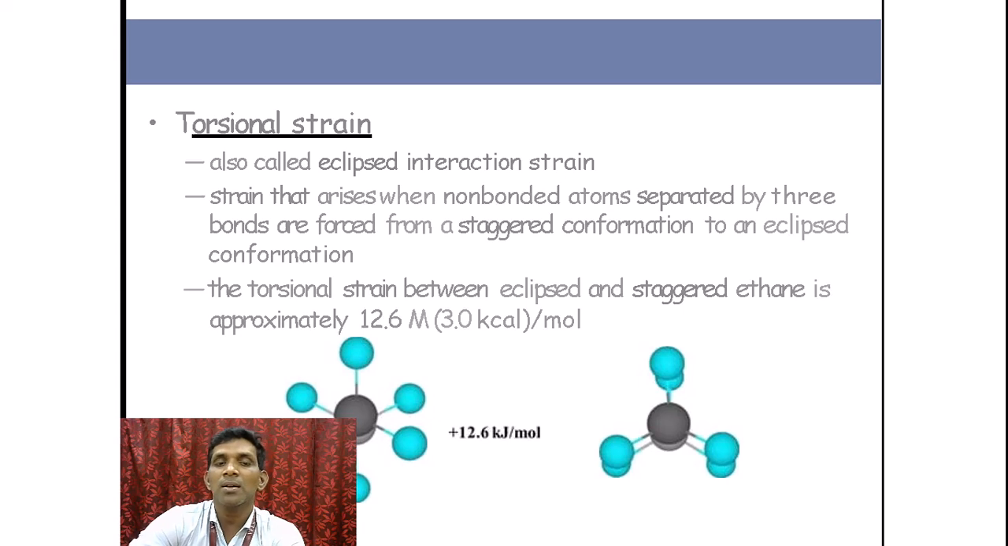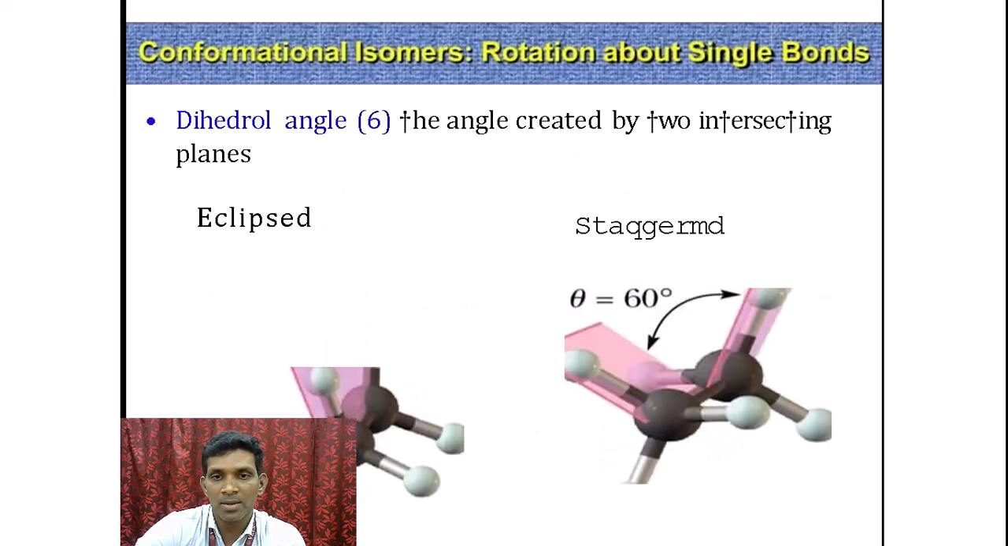So if you see the two different conformers, the eclipsed conformer is highly unstable because the torsional strain is higher in this eclipsed conformer. So what is torsional strain? Torsional strain is otherwise called eclipsing strain, and it is the strain that arises when non-bonded atoms separated by three bonds are forced from their staggered conformation to an eclipsed conformation. So the torsional strain between eclipsed and staggered ethane is approximately 12.6 kilojoules per mole. So this is the conformation analysis.